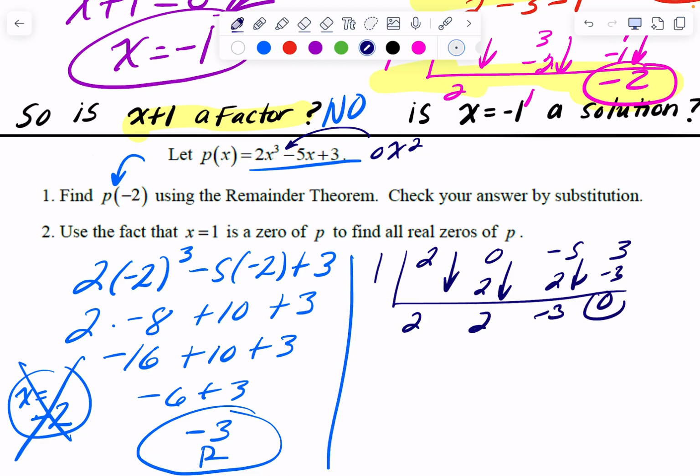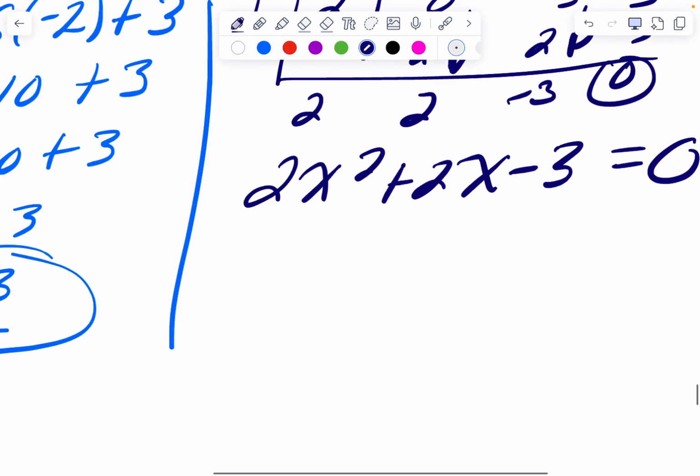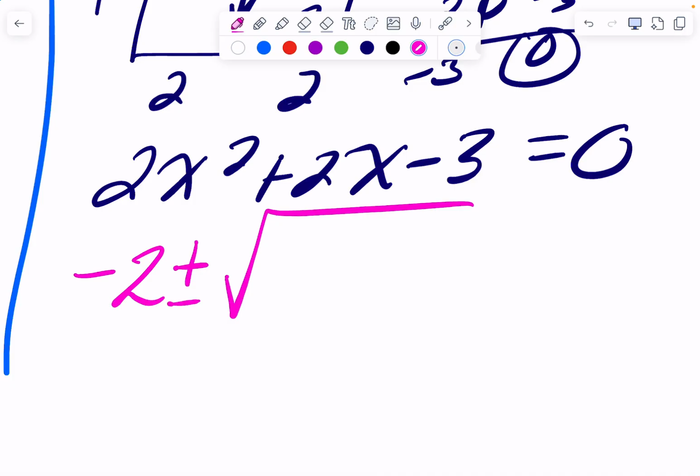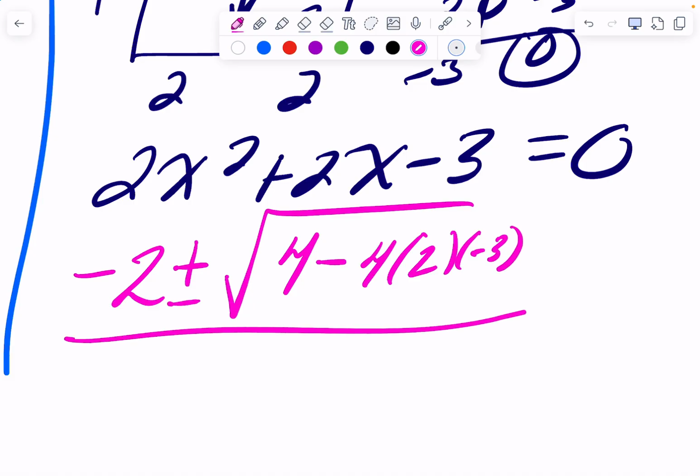So now we have 2x squared plus 2x minus 3 equals 0 because it wants us to find all the real zeros. So you'd say, now that I have a quadratic, I need to solve. Okay, so x equals negative b plus and minus the square root of b squared. That would be 2 squared is 4 minus 4 times 2 times negative 3 all over 2 times 2.